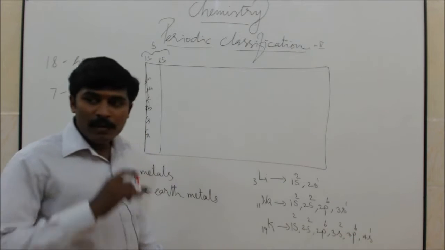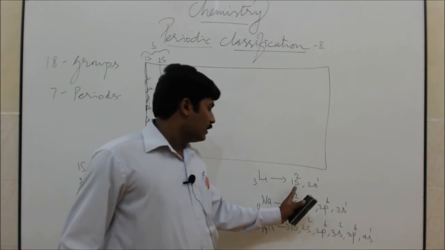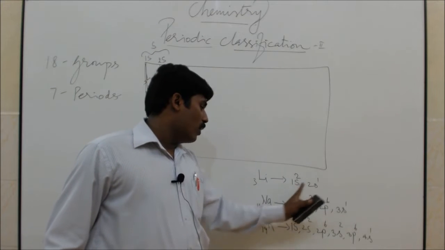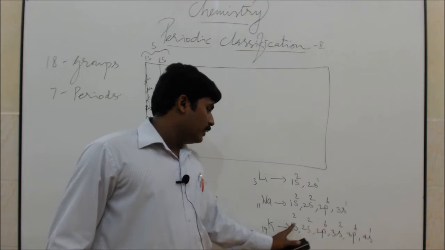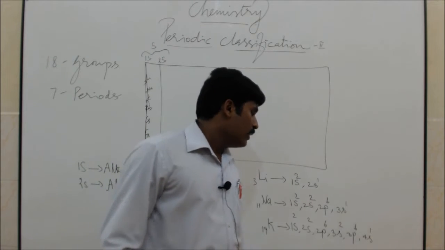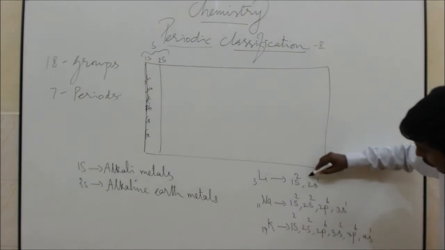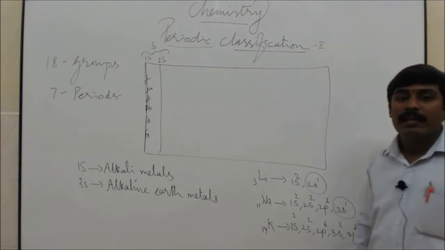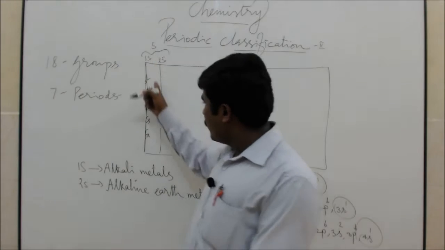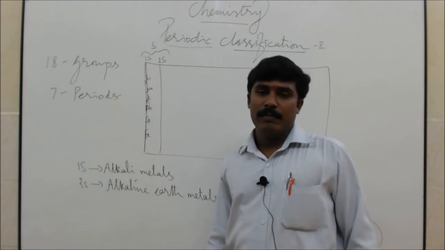4s1. See here, all the 3: 1s2, 2s1. 11 means 2, 2, 6, 1. 19 means 2, 2, 6, 2, 6, 1. See here, in the electronic configuration the last shell electron enters in the s orbital, 1 electron. So all these elements are placed in the 1s block elements.